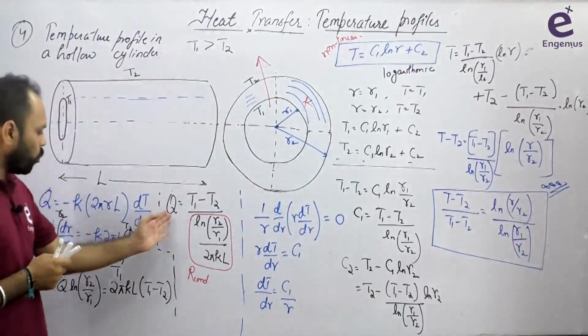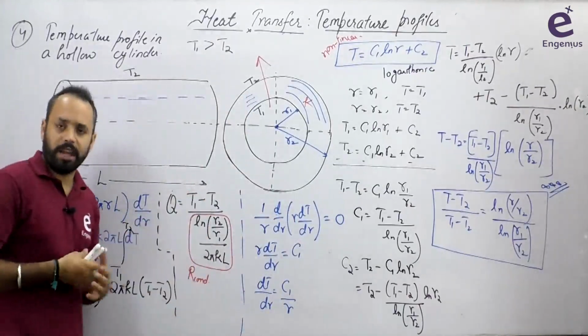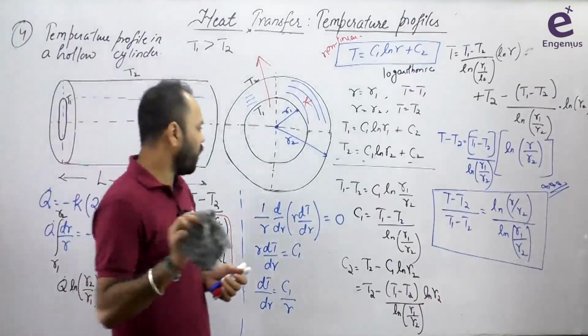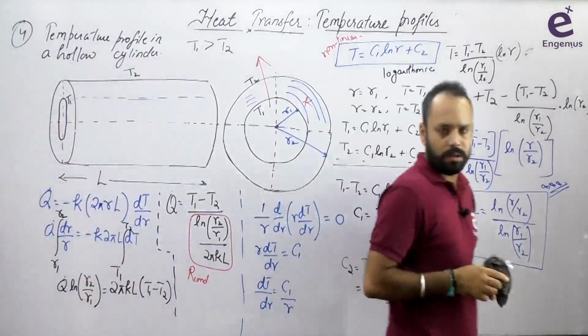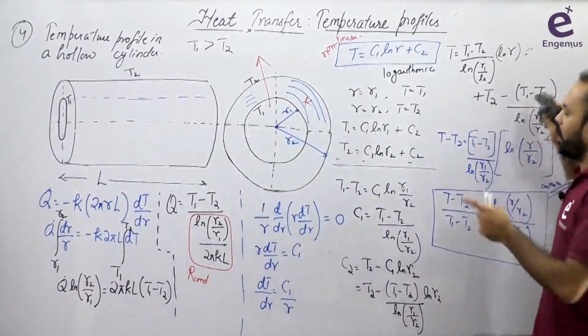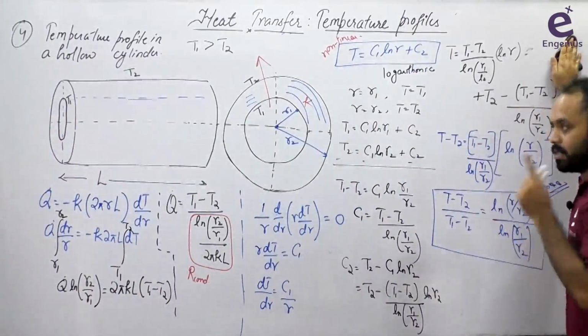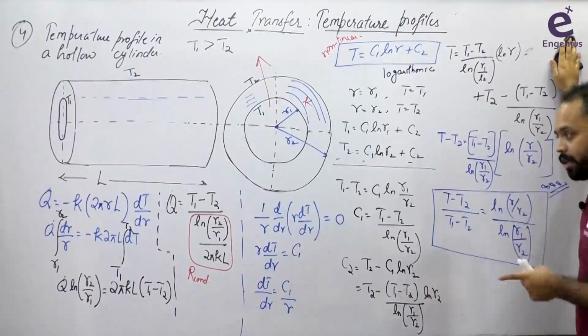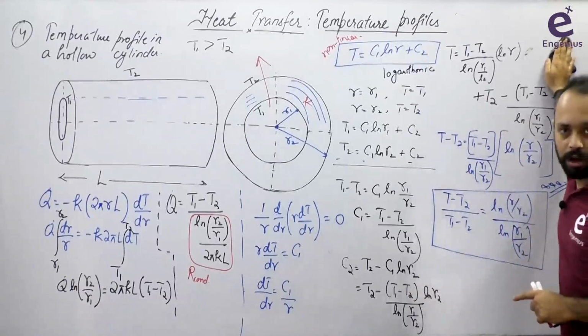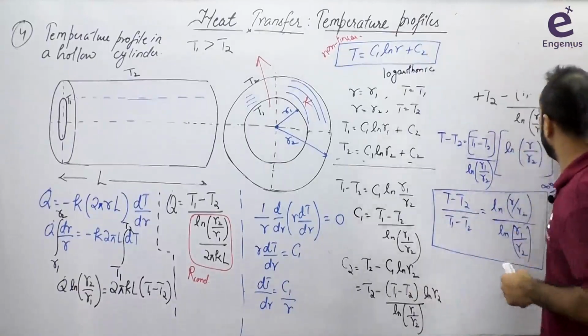Now what do you think? In this Q, do you find anything which is variable here? R2, R1, K, L, you see that everything is a constant, right? It means, how will the profile be here? Non-linear. It is steady state, profile is non-linear, but Q is not a function of R. However dt by dr is a function of R.